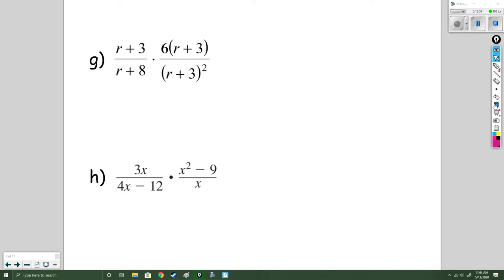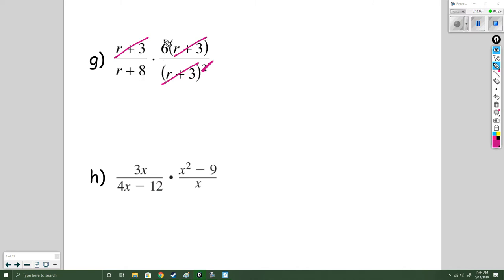In part G, we have r plus 3 squared in the denominator, and we have an r plus 3 there, so that cancels one of them out, and then this r plus 3 cancels out the other r plus 3. Now the reason why I also want to go over G is because even after that, this is still most commonly missed question. All right, 6 over r plus 8.